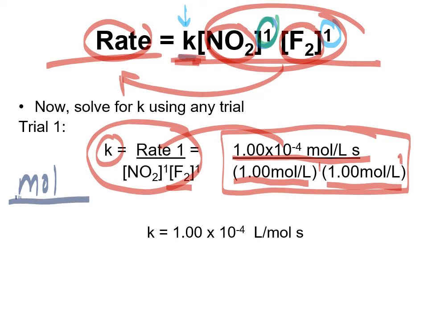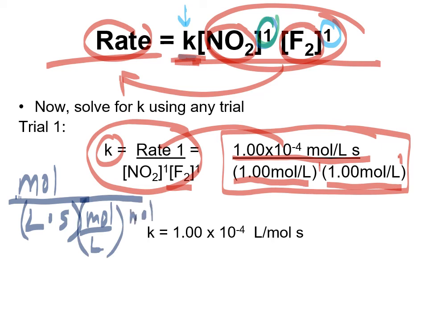Moles per liter per second is on the top, and on the bottom, in brackets so we can keep it straight, we have moles per liter as one of them and moles per liter as the other one. So off the bat we can say, okay, one of these moles is going to cancel out with one of those moles. One of these liters in the denominator is going to cancel out with one of the liters in the denominator of the denominator.